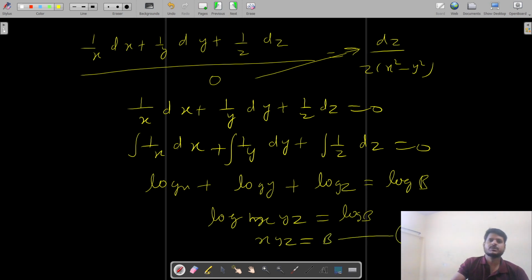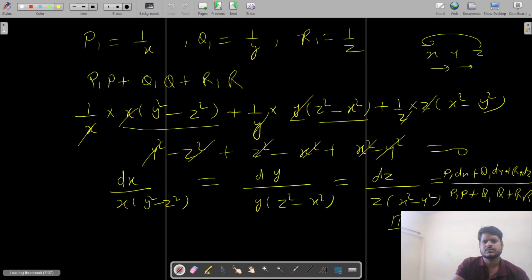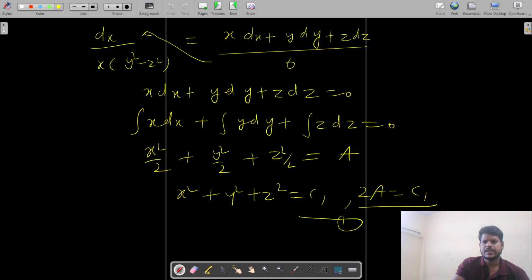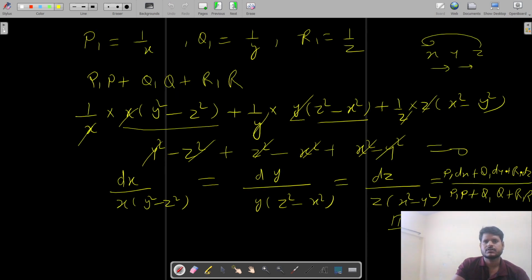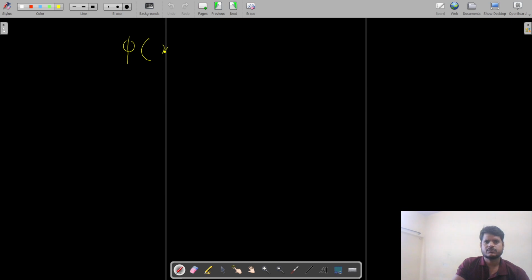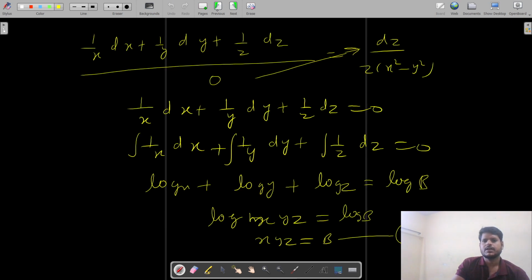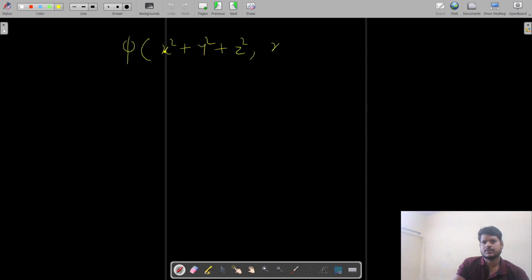Now the solution of this problem will be phi of equation first. In equation first, let me tell you what we have. We have x square plus y square plus z square, comma, x y z equal to 0. So this is the solution of the problem.